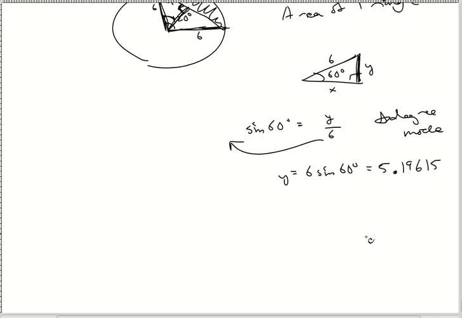5.19615. That's good enough for now. You get the idea. X is equal to, same kind of thing, but I'm going to use a cosine. So I skipped ahead. I basically just used the same formula, cosine instead. 6 times the cosine of 60. And I got a 3, just straight up, 3.